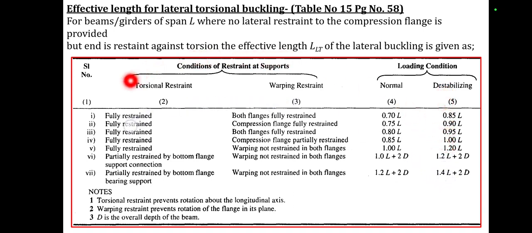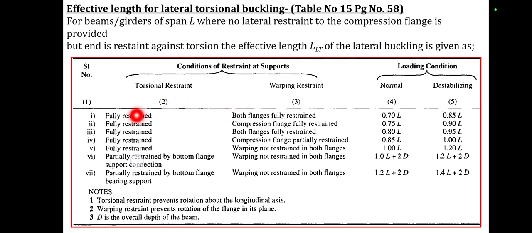If you observe the table, the first column is the serial number. The second column is again divided into two sub-columns, torsional restraint and warping restraint. The third column is again divided into two types, normal and destabilizing. Here, dear students, whenever both the flanges are fully restrained in warping, the beam will be restrained against torsion and warping, as with our effective length for the column.